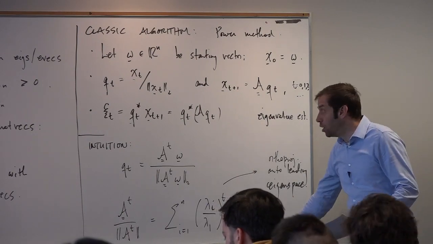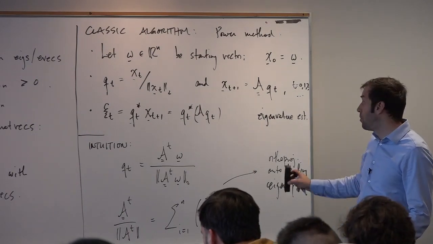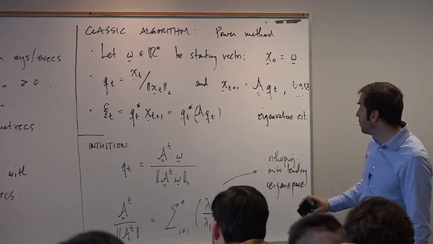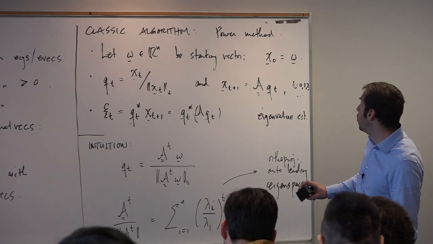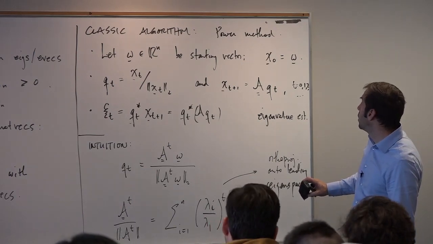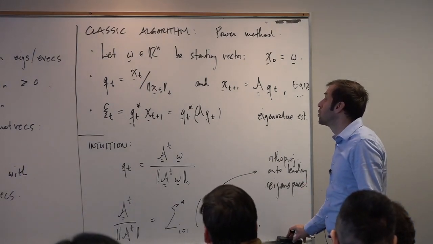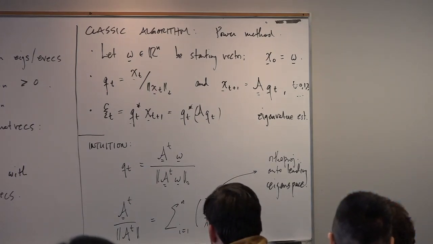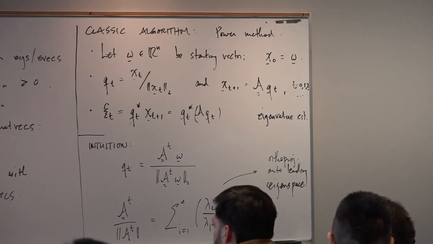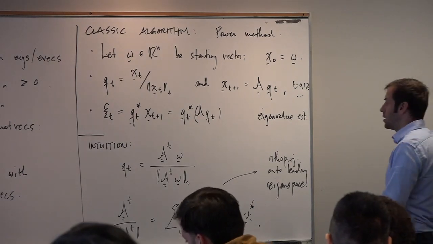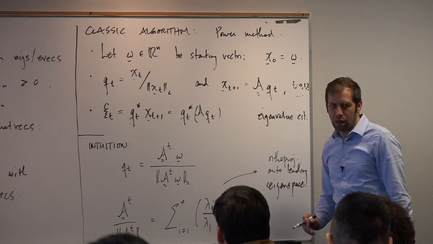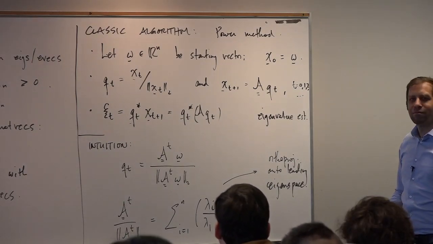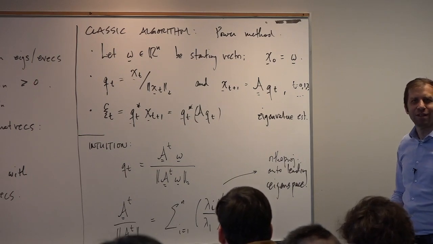Okay, good. Any questions about the statement of the power method or this intuition? Yeah? Should it be A_t plus 1? In the intuition q_t, should it be A_t? Oh, sorry. No, I think q_t. I think it's right. Okay, cool. Anything else?